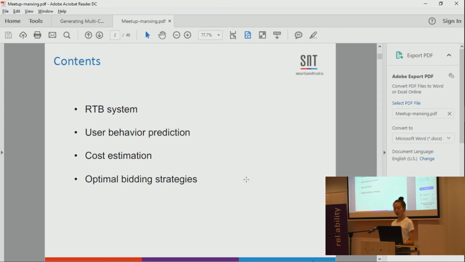There are so many research topics in this area. Here I only listed 3 of them, because these 3 are the major tasks from the advertiser's point of view. I will go step by step to show you how to design an optimal bidding strategy.